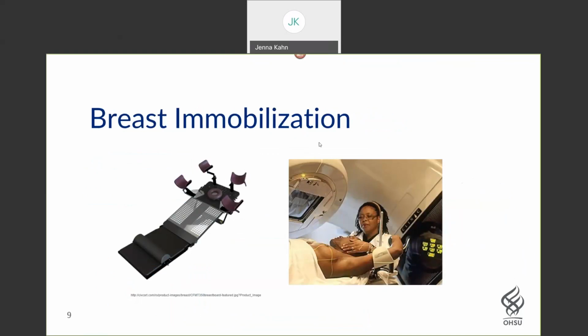Other treatment positions are breast immobilization. This is a breastboard with areas for them to put their arms and to be comfortable during the treatment. This is a treatment machine and a patient lined up. You can see here the laser so that she's perfectly lined up during the treatment.